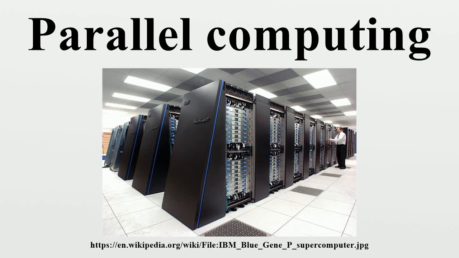Parallel computing, on the other hand, uses multiple processing elements simultaneously to solve a problem. This is accomplished by breaking the problem into independent parts so that each processing element can execute its part of the algorithm simultaneously with the others. The processing elements can be diverse and include resources such as a single computer with multiple processors, several networked computers, specialized hardware, or any combination of the above.